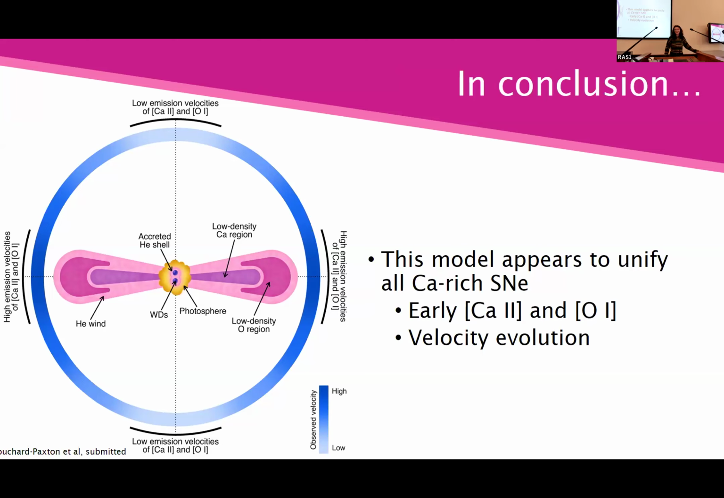So in conclusion, this model appears to unify all the calcium-rich supernovae, at least for now. It explains the early calcium-2 and oxygen-1 forbidden emission that we see, and the velocity evolution as well.